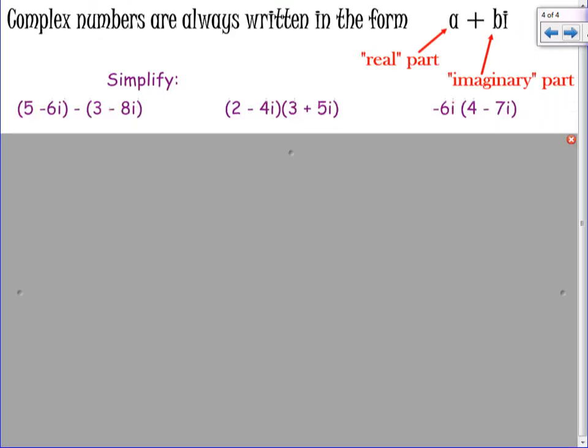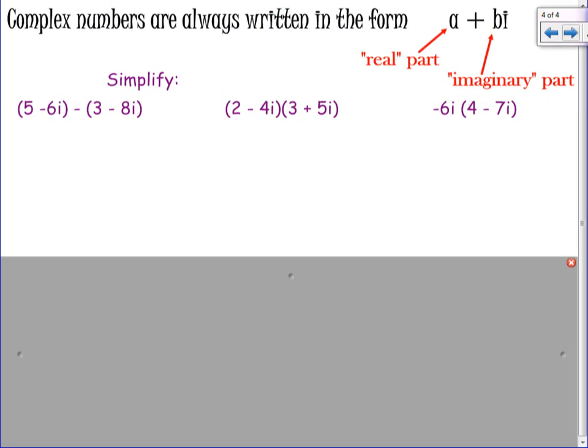And this is what I was just talking about. So, what are we going to do on this first one? Aren't we just combining like terms? You're subtracting the two things from each other. So we can really just rewrite this like this. 5 minus 6i minus 3 plus 8i. Okay, we're subtracting everything in here. So if you subtract a negative 8, that means you're adding 8i. Okay, so now we combine like terms and we get what?